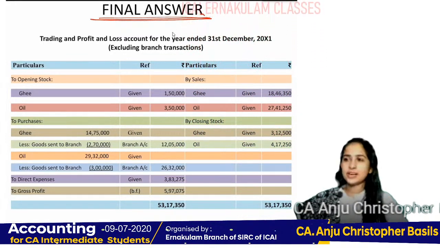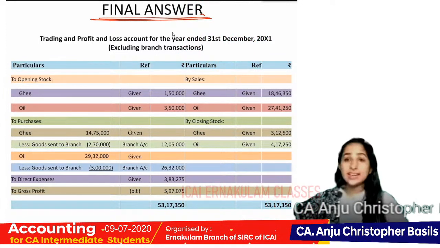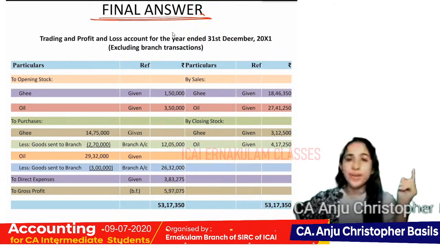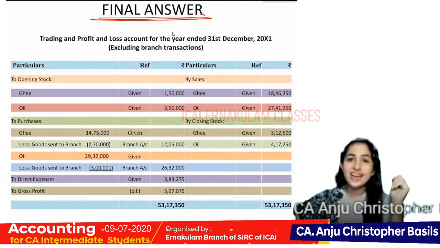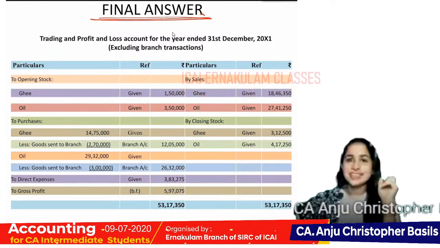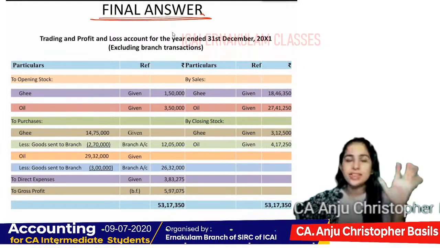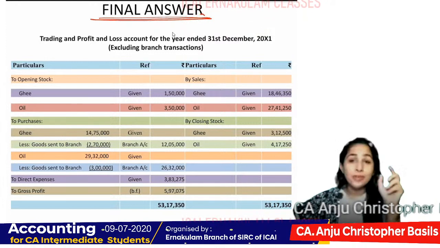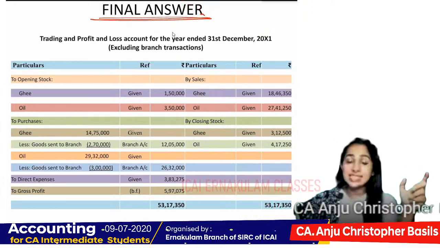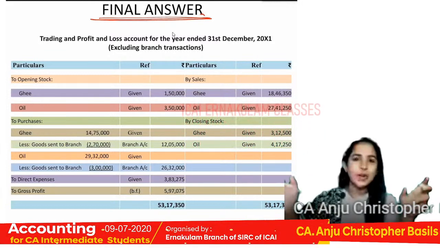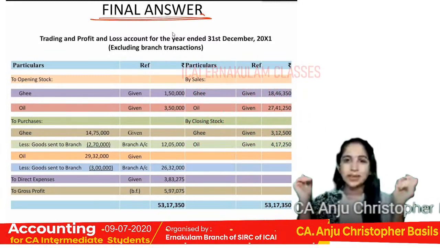Okay. Good job, students. So once you're done with this, you can straight away prepare the trading P&L of the company as such, of Shirley as such. So the opening stock is given, the purchases is given, but mind you, from the purchase, you will have to reduce the transfers to branch. Sales is given, the closing stock is given. Just take the balance, you get the gross profit.